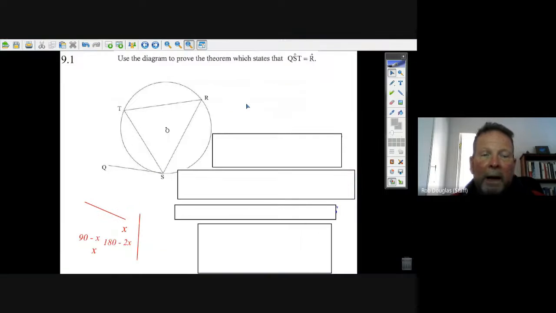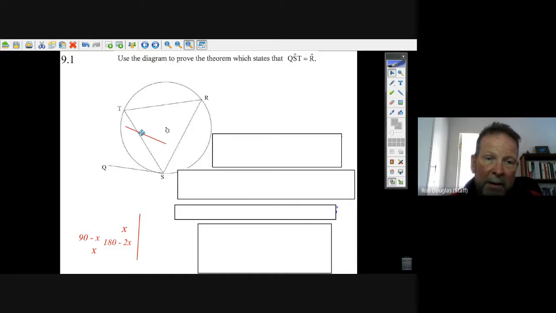Okay, we're going to look at the proof here. They ask us to prove, and if you look in the memo, I think they have 3 or 4 or 5 different ways you can prove this. They say use the diagram to prove the theorem that says that QST, the angle between the tangent and the chord, is equal to this angle R. Well, here's one way you can do it.